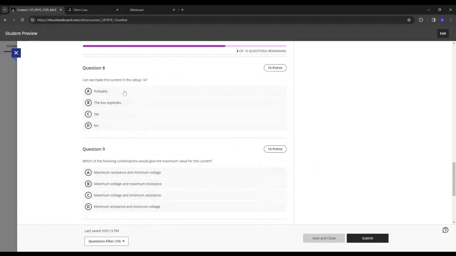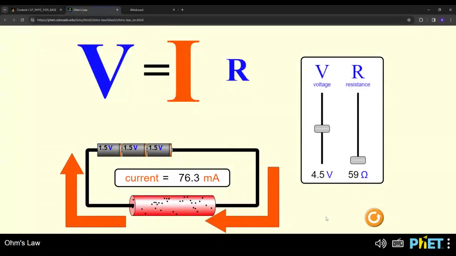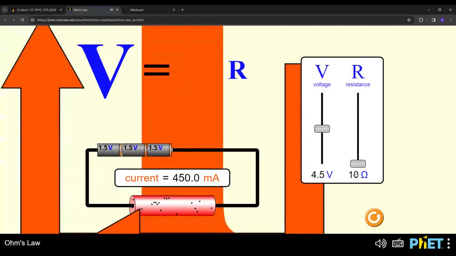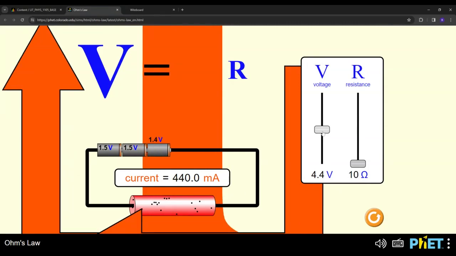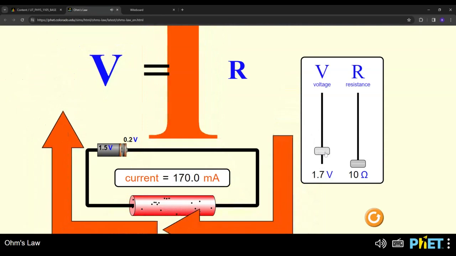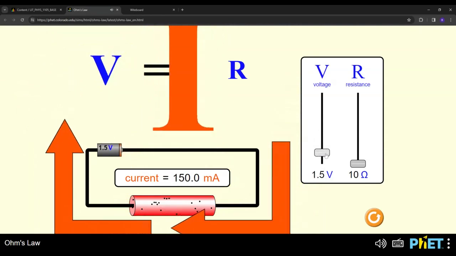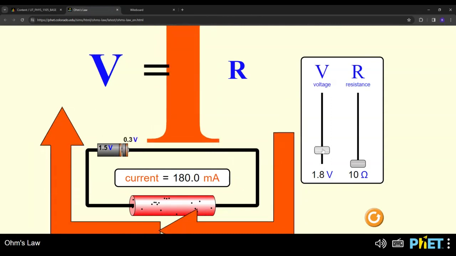Number 8 is basically a maximizing type question. Can we make the current in this setup 1 amp? So remember, 1 amp is 1,000 milliamps, right? So can we make this, say, 1,000? Well, minimal resistance is going to get us most of the way there, right? We're already at 450, which is almost half of the number we're looking for. If I lower my voltage, notice that that's going in the wrong direction, right? I have less potential, basically less work from the battery pushing this around. So I want a bigger number.